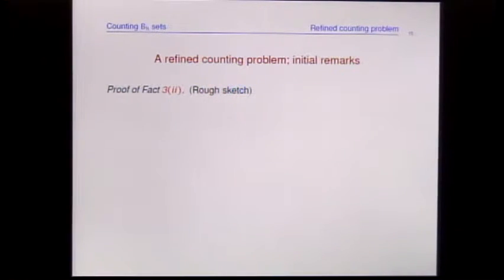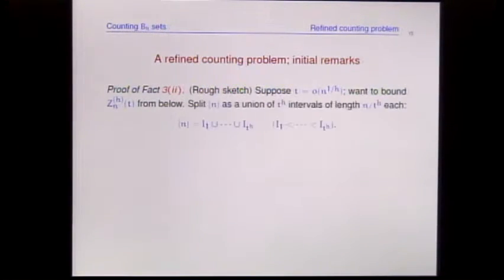So the second range, I want to prove, again, a lower bound for this quantity, the number of BH sets with t elements with this t. So it's now much bigger, allowed to be much bigger. So we use now a different method. We do the following.